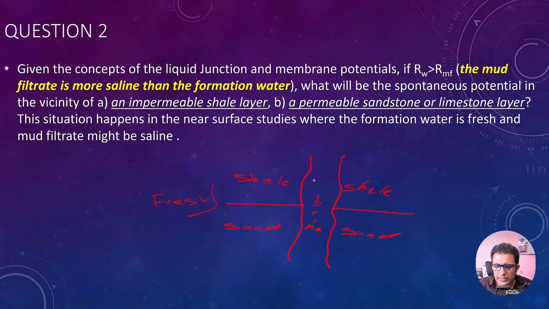So it is obvious that when we have brine here, sodium ions will move into the shale layer. So in the vicinity of shale, we're going to have negative potential. At the same time, we're going to have more chloride ions in the sandstone layer, so we're going to have more positive ions in front of the sandstone. So it's going to be a reverse situation.